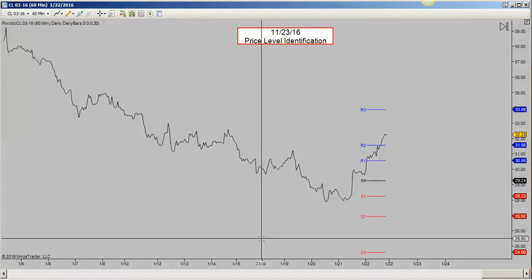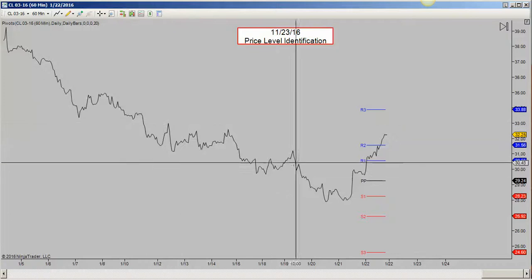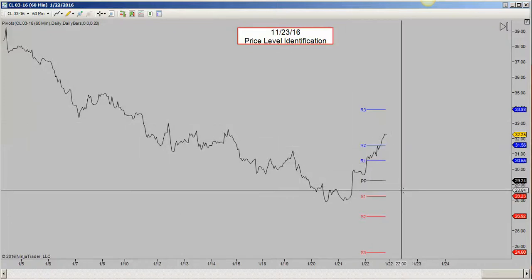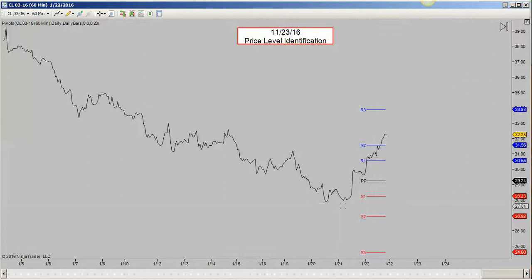All right, that's the first step. Go to the line chart. Convert your chart to a line chart. And as you can see right now, it just looks like a squiggly line going downhill, but you're going to see in a minute how these levels will pop out at you.